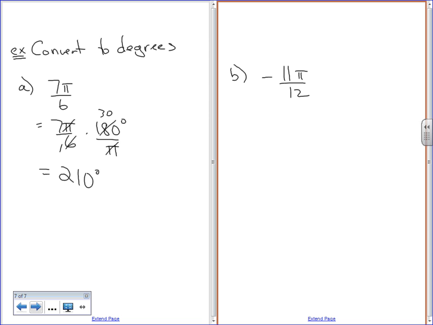Negative 11 pi over 12 radians. We want to figure out how many degrees that is. So before we even get into the conversion of it, how does a negative angle make sense? Does anybody know what a negative angle is?